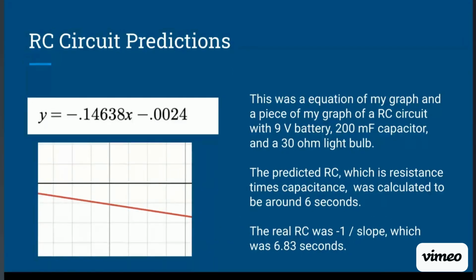Finally, I took potential difference measurements in an RC circuit with a 9 volt battery, 200 microfarad capacitor, and a 30 ohm light bulb. And using the data I got, I found this linear equation representing the potential difference as a function of time, and this is what the graph should look like.